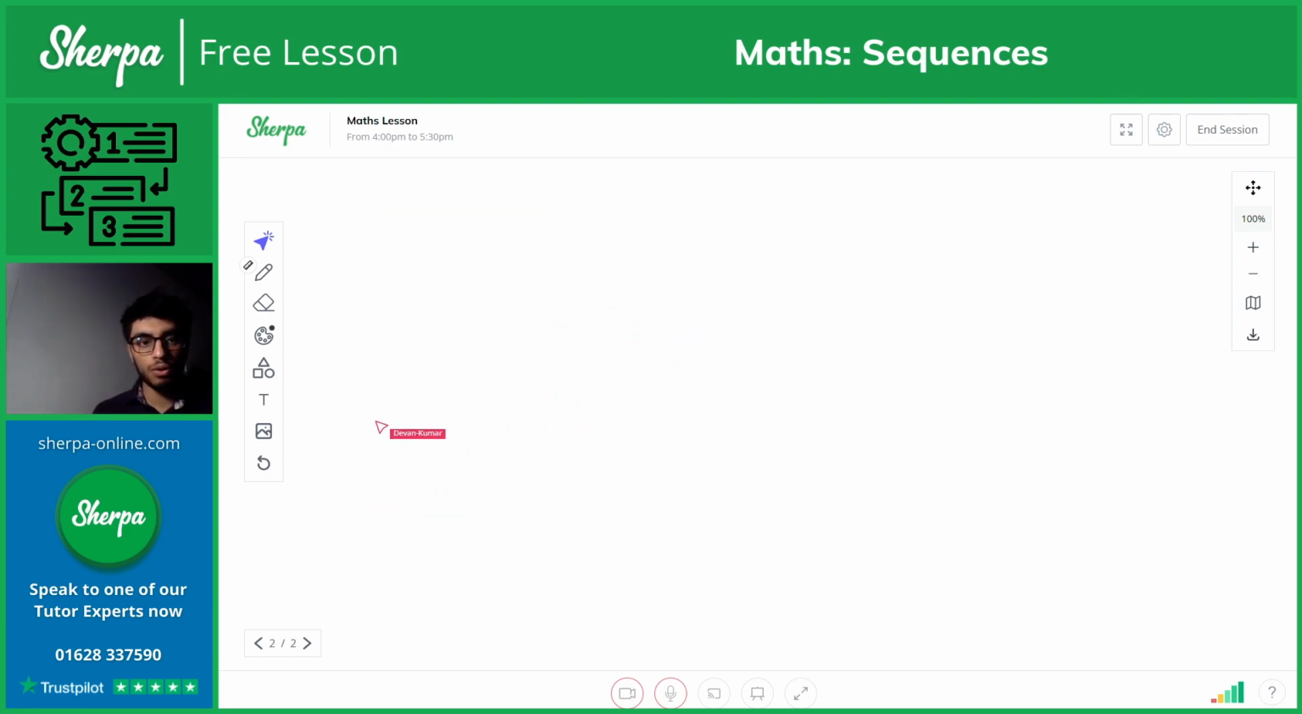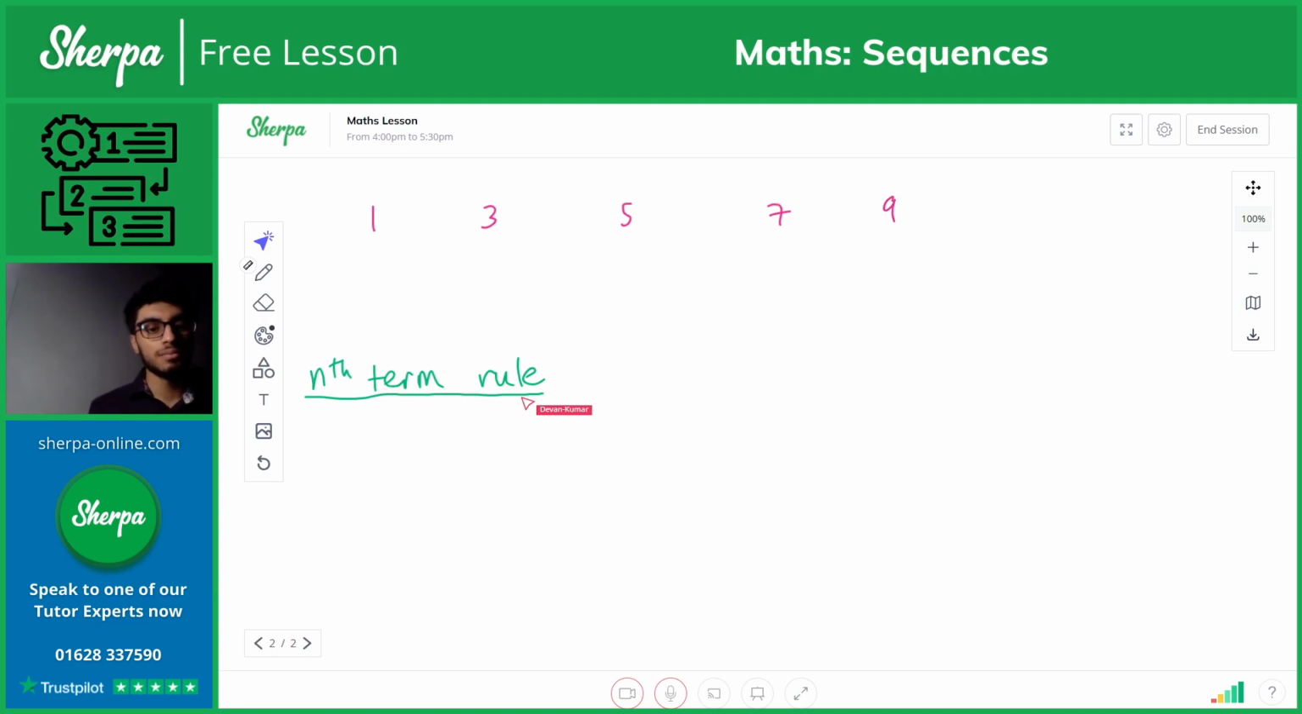So let's just take 1, 3, 5, 7, and 9. Now, you may or may not have heard of the nth term rule. The nth term rule is something which helps you to identify what a sequence is, find out any term in that sequence almost instantly, and if I give you a number in that sequence, you can tell me which term that is.